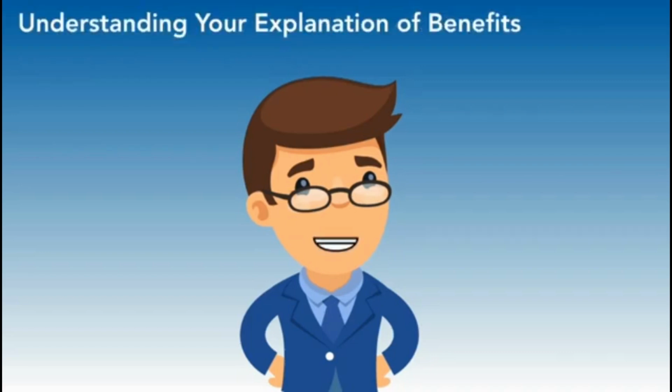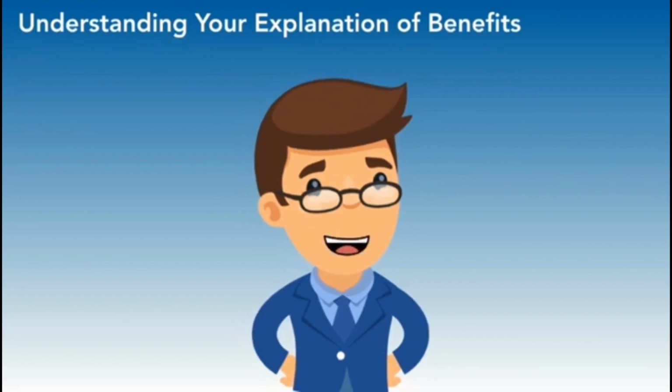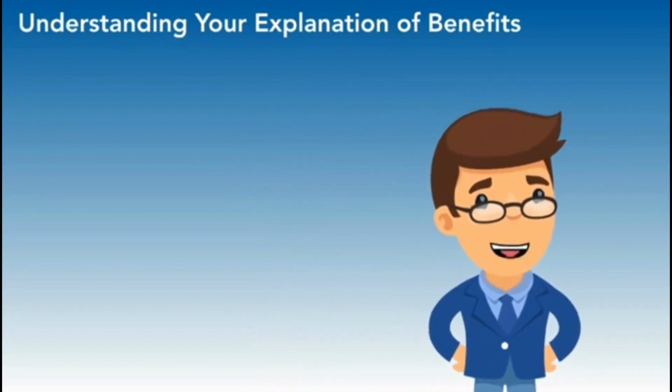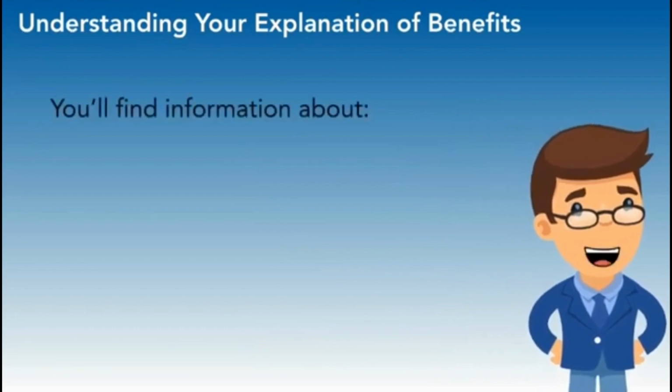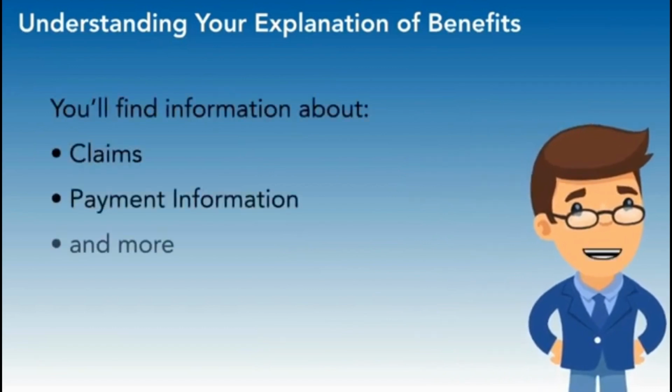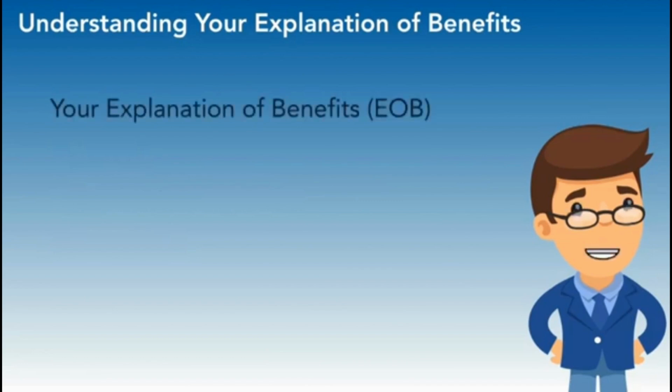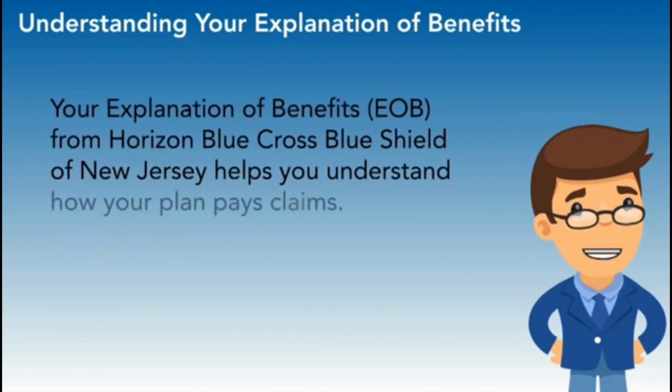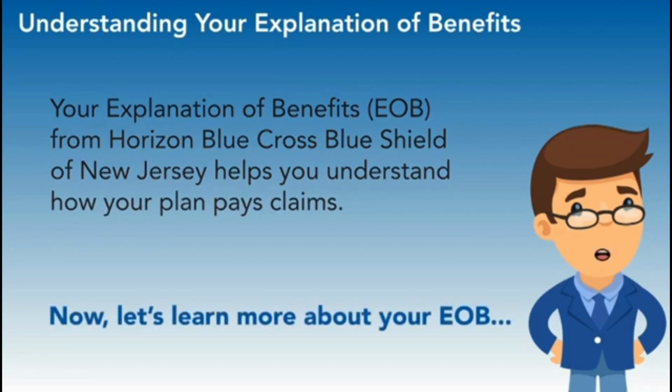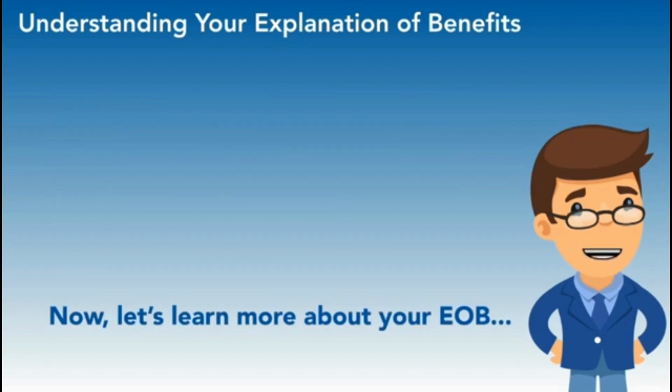An explanation of benefits, or EOB, is a paper or electronic document you receive after you see a doctor or other healthcare professional or get medical services or equipment. You'll find information about your claims, payment information, and more. Your EOB helps you understand how your plan pays claims so you know what was paid by Horizon Blue Cross Blue Shield of New Jersey and what, if anything, you owe. Now let's learn more about your EOB.